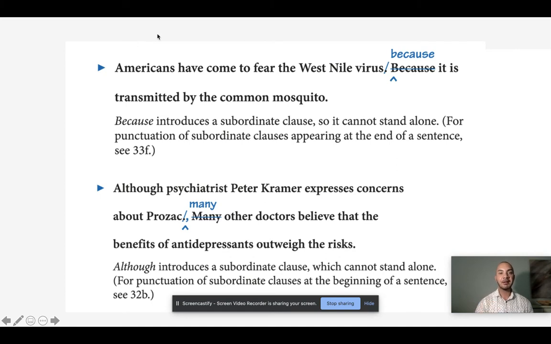Americans is your subject, have come to fear is your verb phrase, and then we get the rest of the information that completes the thought. But the second sentence, because it begins with the word because, which is a subordinating conjunction, creates a dependent clause, and therefore is a sentence fragment. In this case, the textbook is telling us to combine the sentences, so we can just get rid of the period, lowercase the b in because, and we're all set.